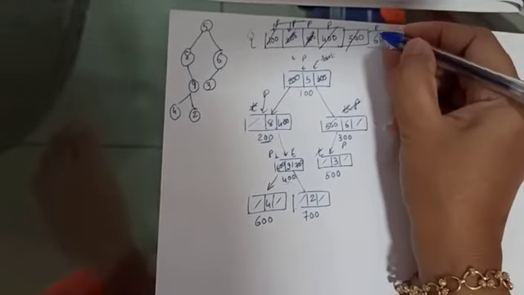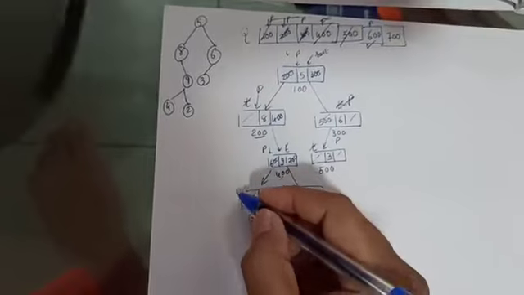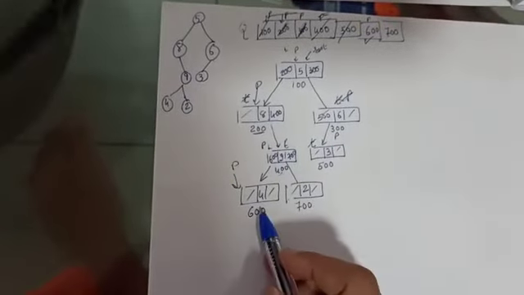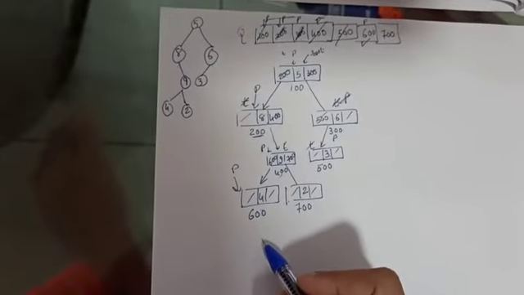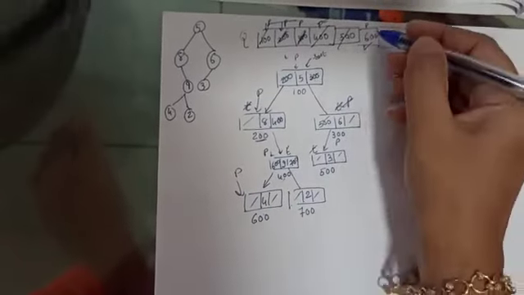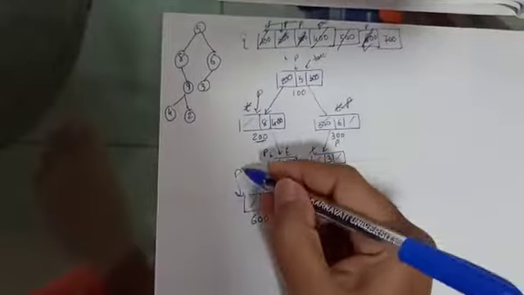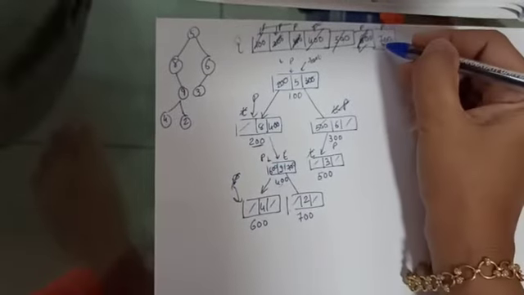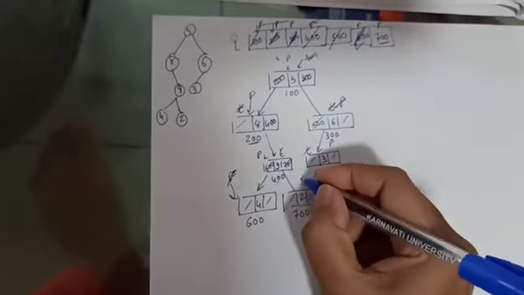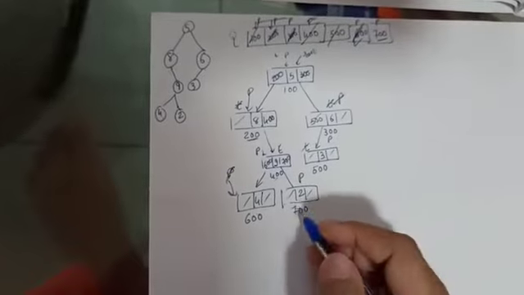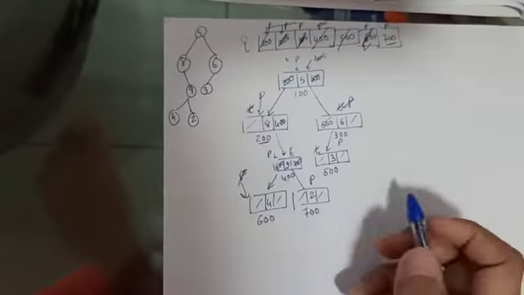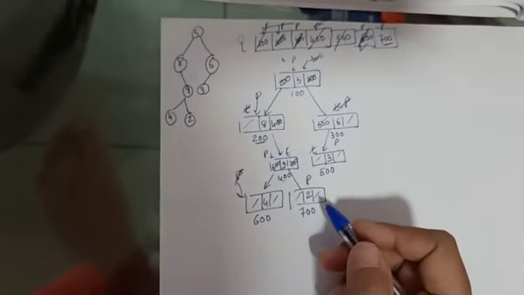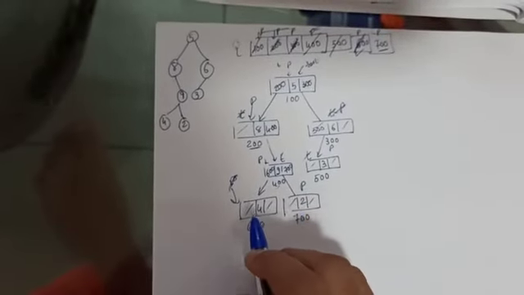Now p is pointing to 600. Again we will ask whether this node has a left child or right child. If not, this node is also completed. Now the next dequeued node is 700. So p is pointing to this node. We will ask whether this node has a left child or right child. It has no left child or right child. So this is also completed.